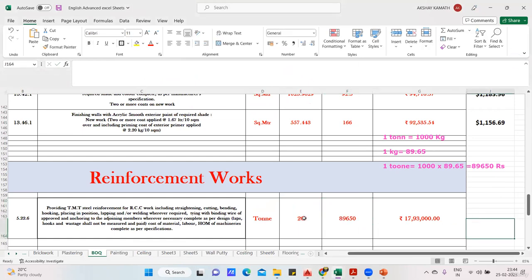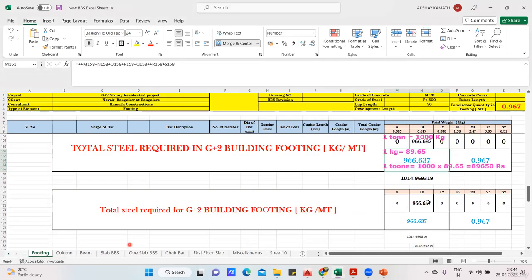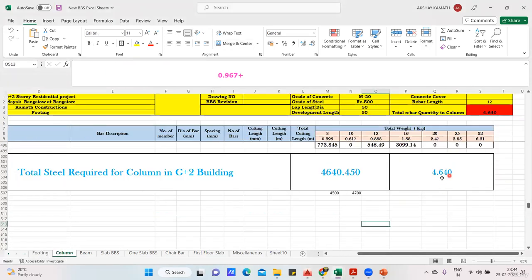Now coming to the quantity. From where did I get this 20 ton? You have to go to your BBS sheets. In the BBS sheets, what I have done? Footing, I got 0.96 ton. I'll write it here one by one. Footing, I got 0.96 ton, plus for column, I got 4.64 ton.